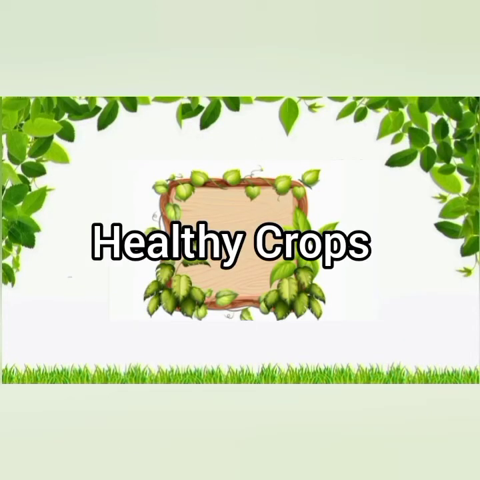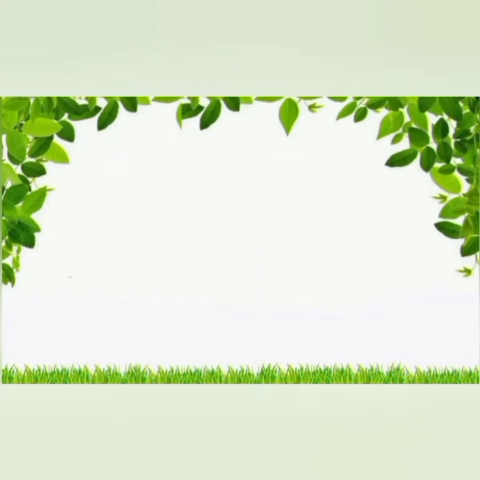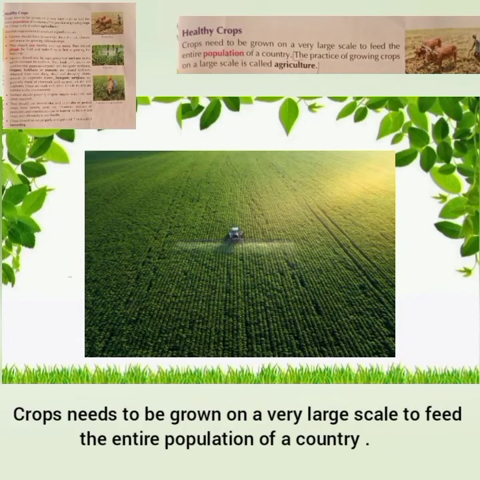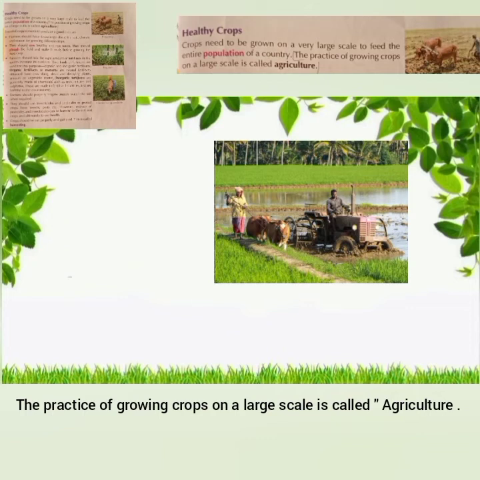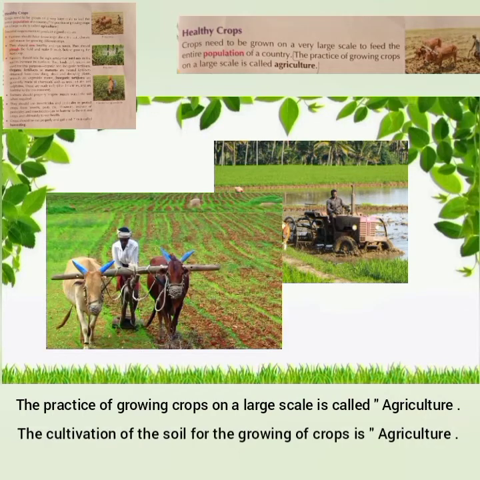Healthy crops. Crops need to be grown on a very large scale to feed the entire population of a country. The practice of growing crops on a large scale is called agriculture, or the cultivation of the soil for the growing of crops is agriculture.